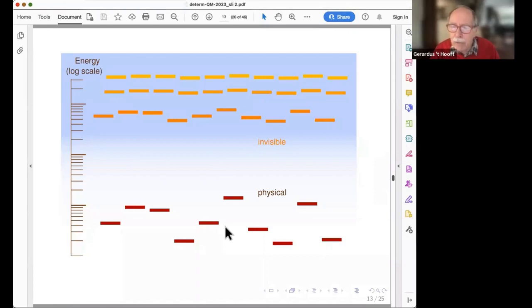My claim is now the following: the world as we know it has its energy spectrum more or less arranged like this. There are very fast fluctuating variables, which for that reason have very widely separated energy levels, which are all not occupied because of thermodynamics. Their Boltzmann factors are too small.